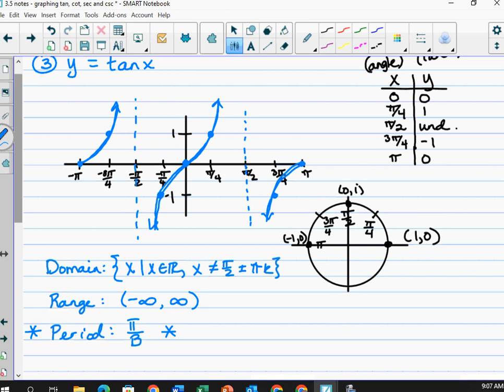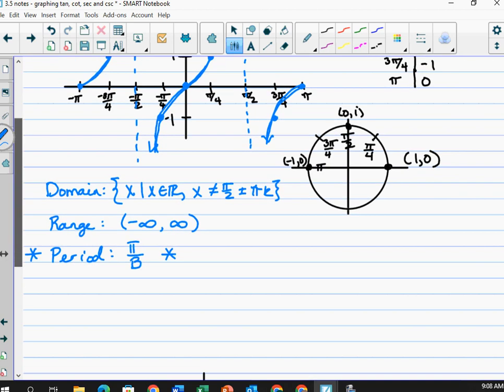Do you agree that from here to here, asymptote to asymptote shows you the entire graph? And how far is that? 1 pi. Okay, guess what we get to do next? Cotangent. I want you to try it.